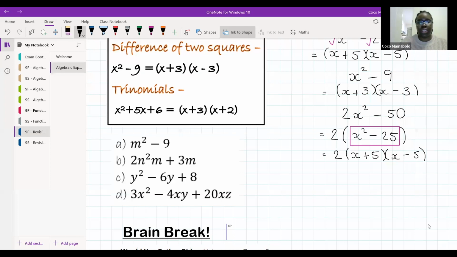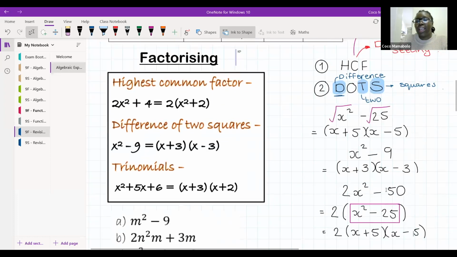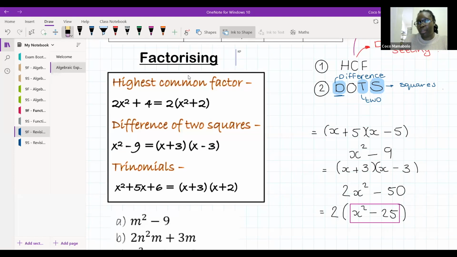Well done, Akumzi. See, I told you, don't forget the default setting. Very well done. Okay, guys? The default setting, always look for a highest common factor. All right, that's dots. Now let's talk about the next one. Okay, let's talk about number 3.